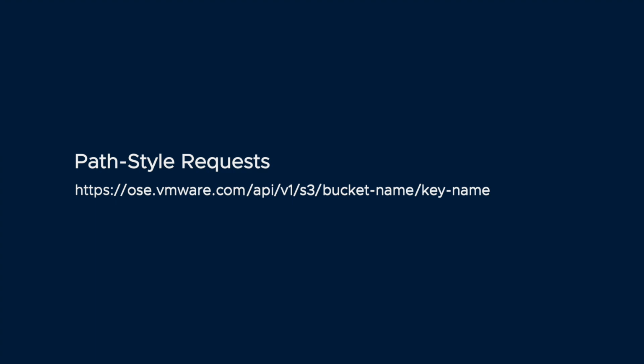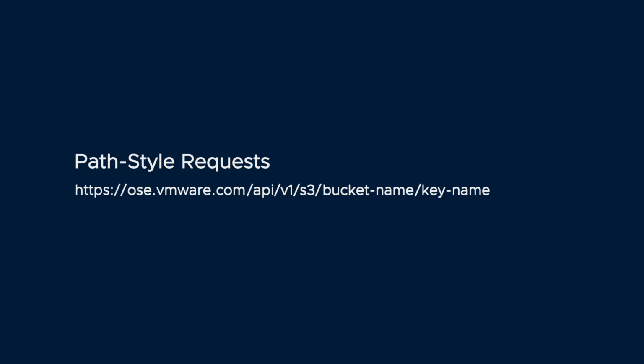Going back to OSE, before going to virtual hosted style API, let's check path style first. A path style request is quite straightforward. It has the hostname of the OSE server, then API v1.s3 in the path, and at last, the bucket name and object keys are appended.